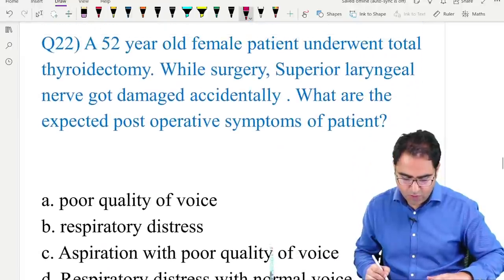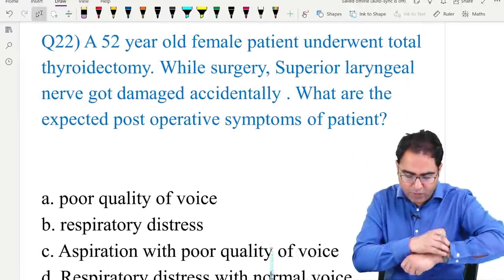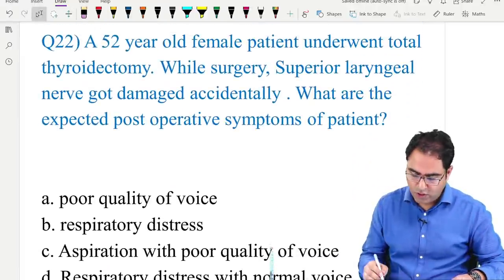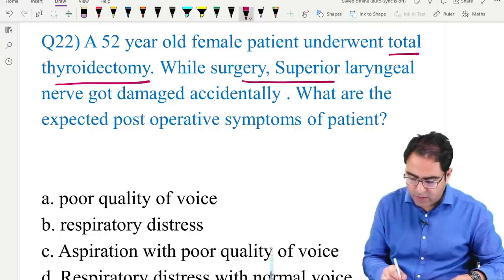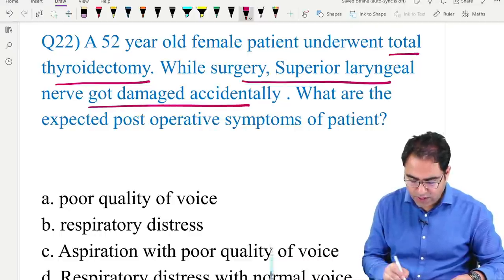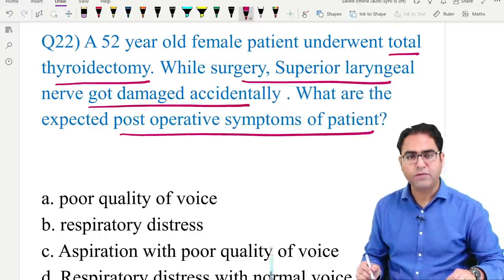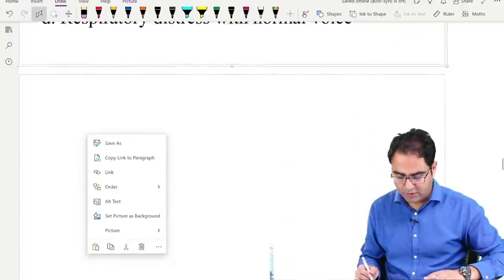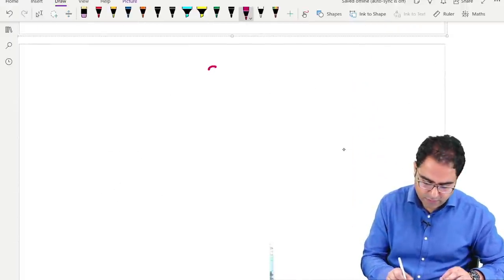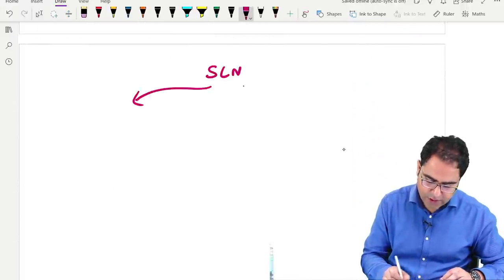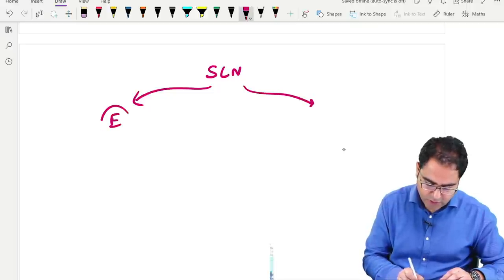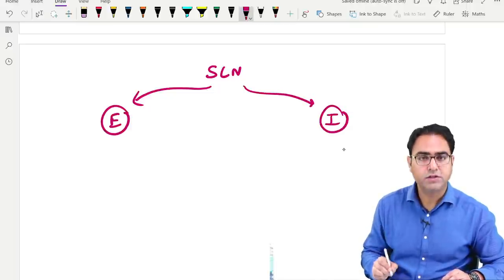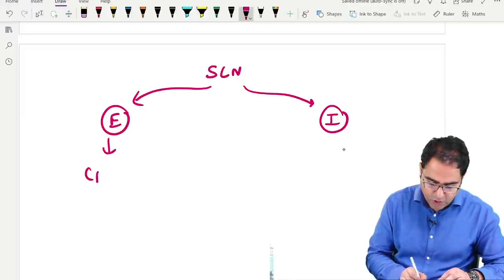Now, a 52-year-old female patient underwent total thyroidectomy. Superior laryngeal nerve got damaged. What are the expected post-operative symptoms of this patient? Okay, please see on the screen. Superior laryngeal nerve has got 2 branches, the external branch and the internal branch. The external branch supplies the cricothyroid.